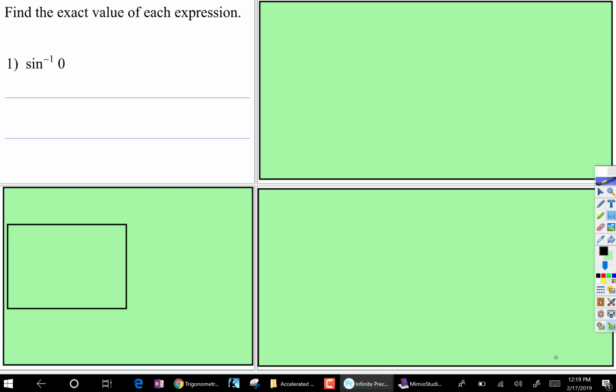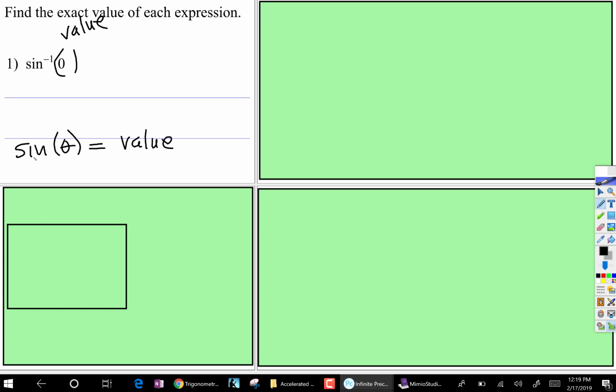Okay, now we're going to talk about inverse functions. All right, so right here it says find the inverse of sine 0. Well, the 0 is a value. Remember what we're normally doing. We normally see sine theta, and that equals a value.